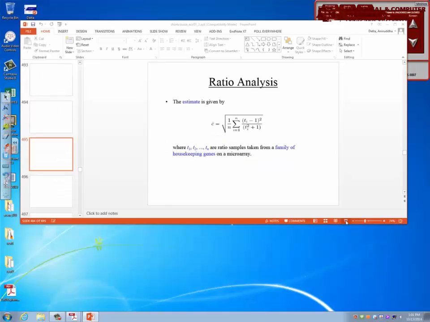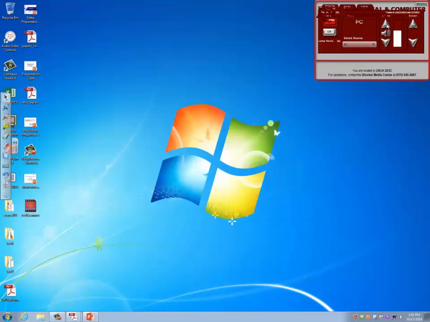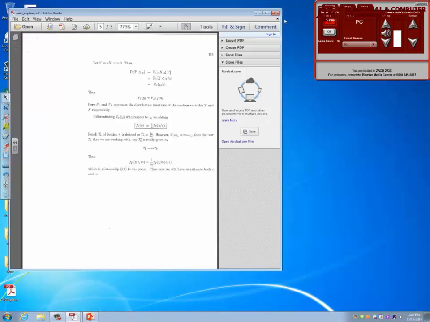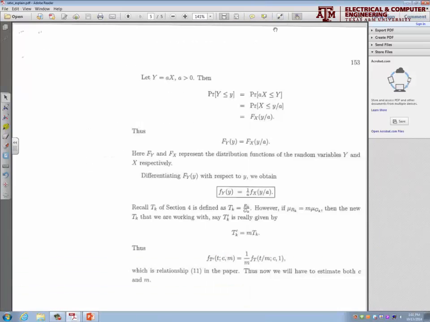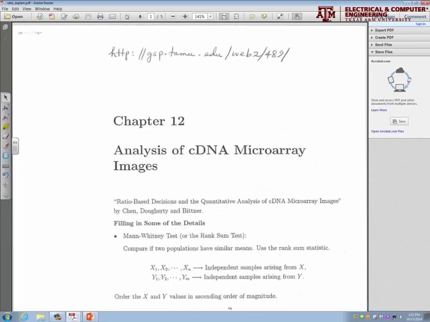So let's get out of this for today. For today I don't think we will need this anyway. I'll just minimize it to be on the safe side. Okay, let's go ahead and open the ratio explanation papers. Okay, so first, all right.